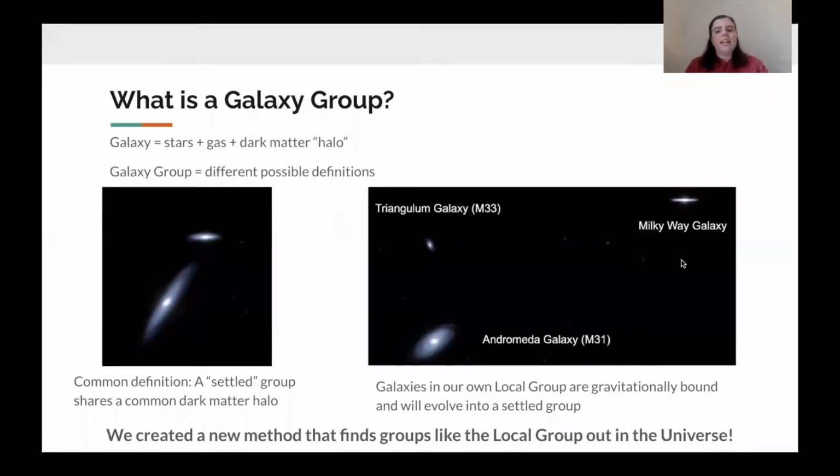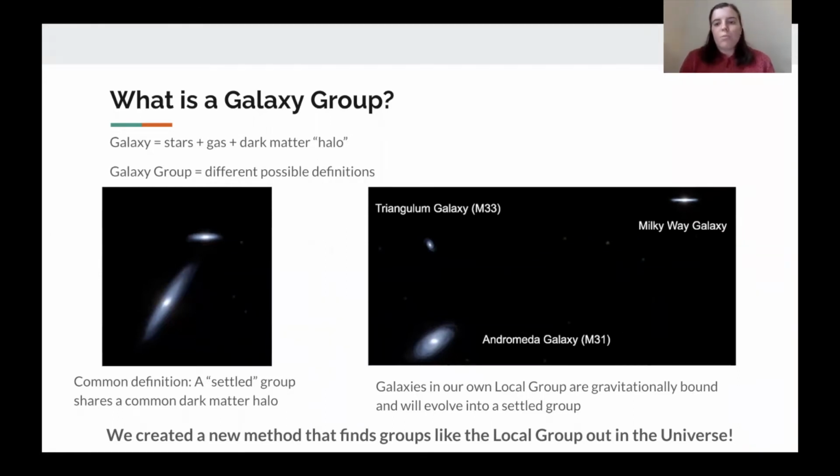A galaxy is a bunch of stars and gas that are surrounded by a halo of dark matter in a sphere around the galaxy. And there's different possible definitions of a galaxy group. Perhaps the most common definition is what we call a settled group, which is all of the galaxies that share a common dark matter halo together.